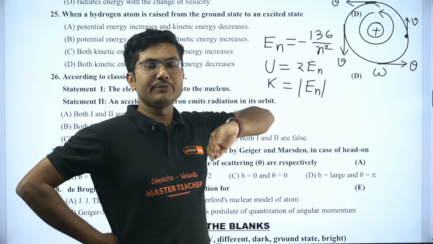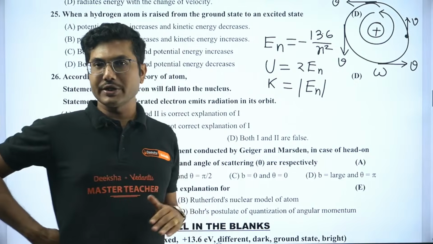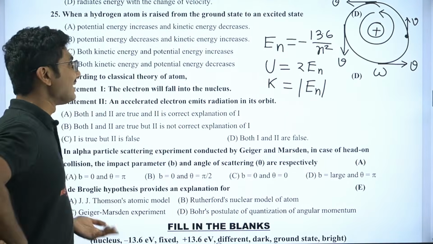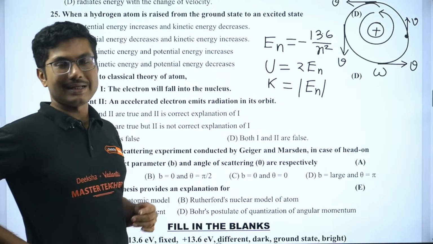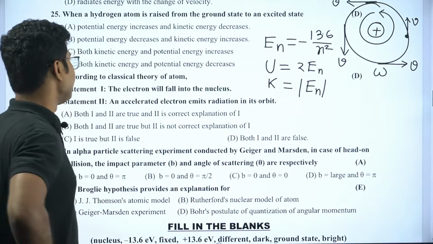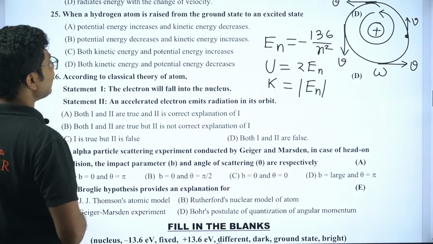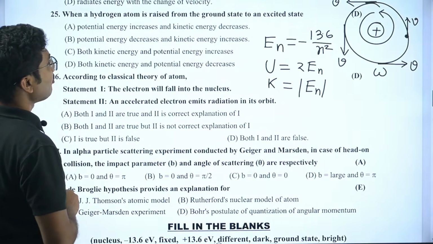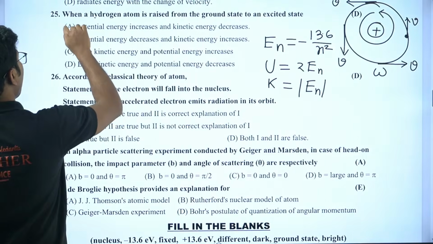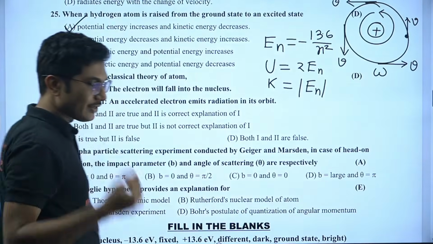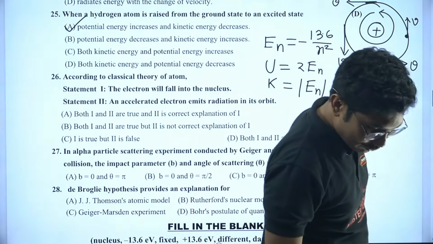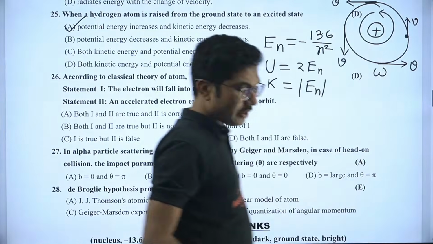So when the electron moves from lower energy, the ground state, to higher energy, its kinetic energy is decreasing and its potential energy is increasing. So option A is correct. 25A is correct. Yes, Pooja answered correctly. Next question.